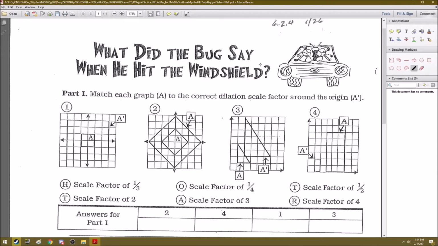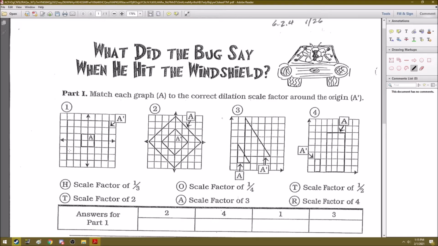This is the bug worksheet titled "What did the bug say when he hit the windshield?" And we're just going to go through a couple of the problems in each part so that you know how to do the rest of them, because they're just the same, just with different problems.